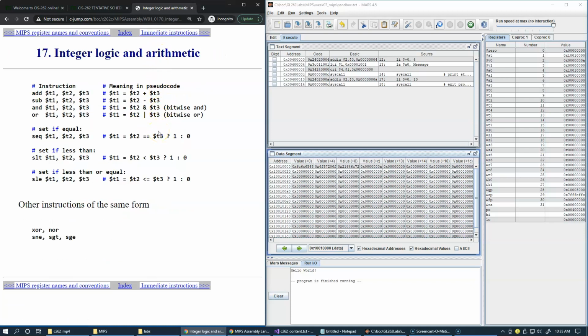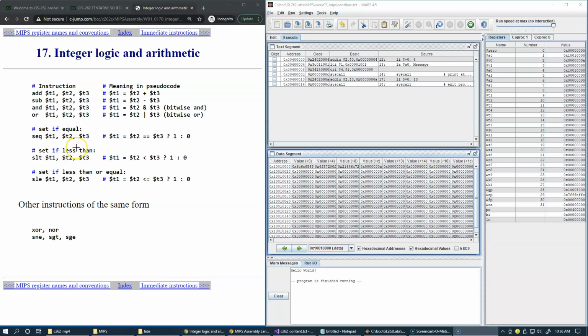Okay, now let's take a look at the actual instruction formats. Most of the instructions have two source operands and one target operand, and the mnemonic indicates the actual operation, such as addition, subtraction, bitwise AND, bitwise OR, and likewise exclusive OR, and not OR, or NOR, is also available.